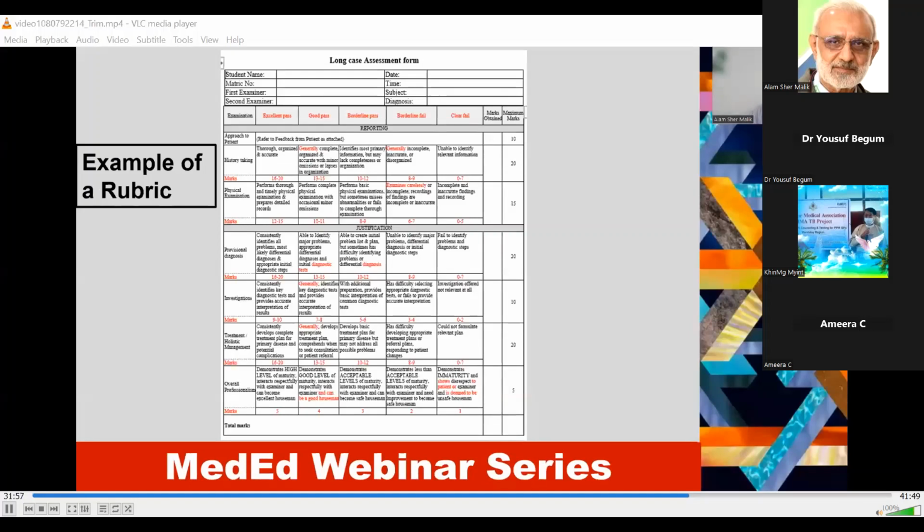Here is an example of a rubric for long case assessment. The criteria are given in the rows here: history taking, physical examination, provisional diagnosis, etc. The levels of achievement are given in the columns: excellent pass, good pass, borderline fail, and clear fail. And the descriptors give the details of each level of performance as well as the criteria.